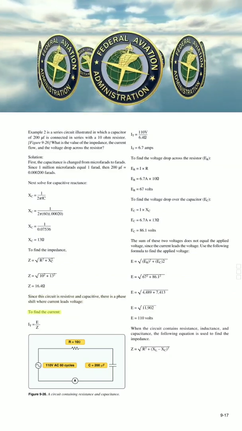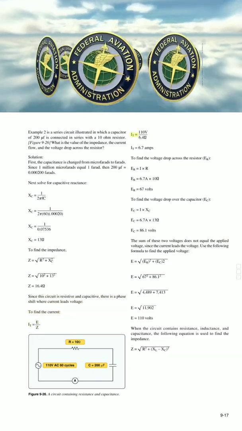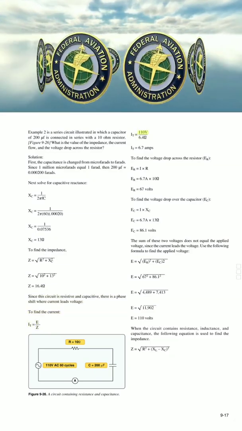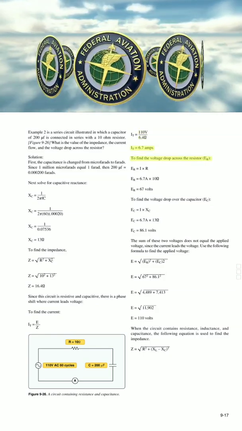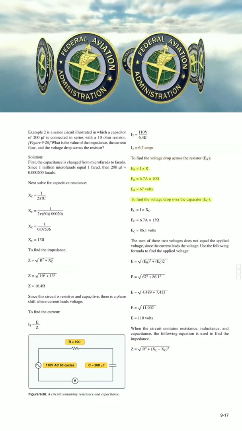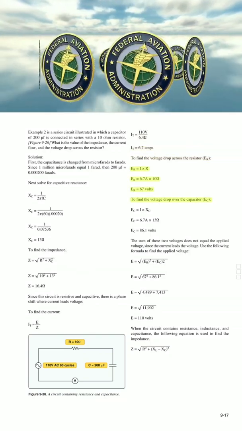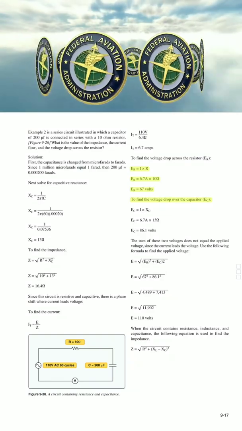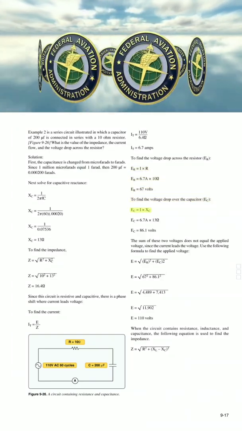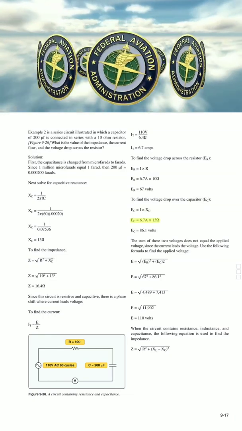To find the current, IT equals E over Z. IT equals 110 V over 16.4. IT equals 6.7 amps. To find the voltage drop across the resistor, ER equals I times R. ER equals 6.7 times 10. ER equals 67 volts. To find the voltage drop over the capacitor, EC equals I times XC. EC equals 6.7 times 13.